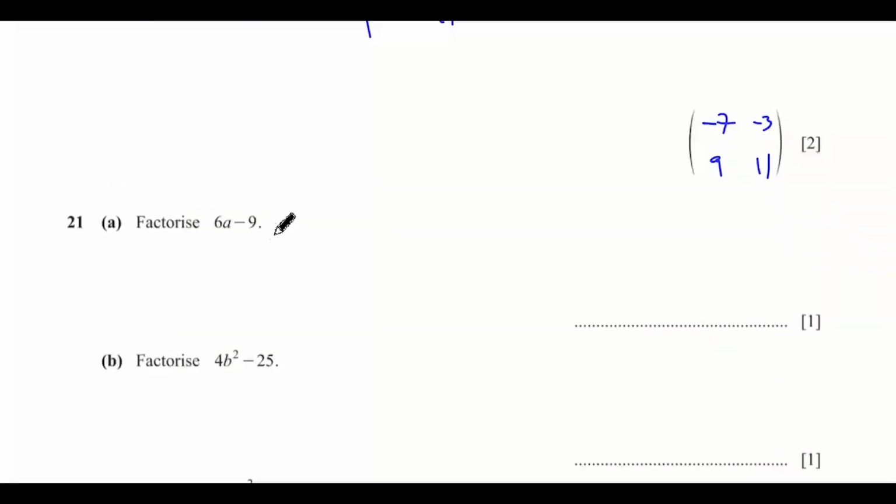Let's factorize this. So 3 is common here. If you take 3 out, we're left with 2a, then minus 3 here. So that will give us this back. If you open the bracket again, we have 3 into 2a minus 3.